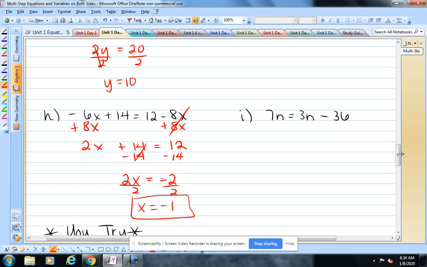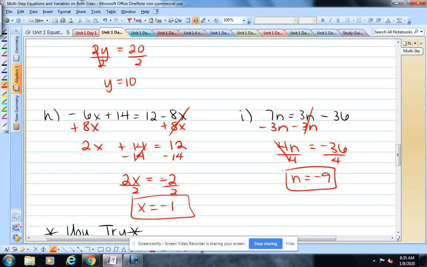Does that make sense? Okay, so how do I move the 3n? I do the opposite, which is subtracting. And what is 7n minus 3n? 4n equals what? And then what? Divide by 4, and n equals -9. So yeah, that was a short little problem. It was actually a two-step.